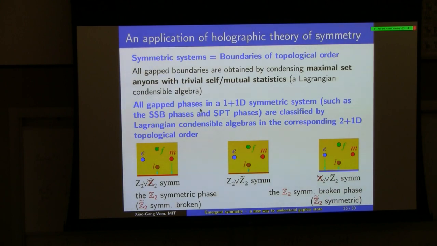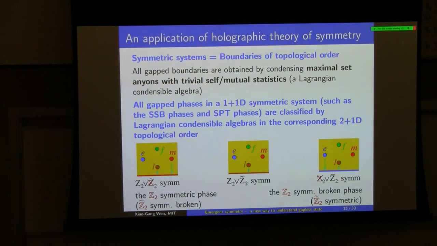The claim is that all the gapped phases in 1+1D systems are classified by the condensation of anyons in the bulk. In the bulk topological order, we have anyons, and some anyons condense together. That means those anyons which are bosons, with trivial mutual statistics, can condense together. The maximum set of anyons which can condense together has a very scary mathematical name, the Lagrangian condensable algebra. It just means a maximum set of anyons which can condense together. When you identify this maximum set and condense them, the condensation gives you a gapped boundary. And the classification of gapped phases becomes a classification of Lagrangian condensable algebras, basically the largest set of anyons which can condense together.